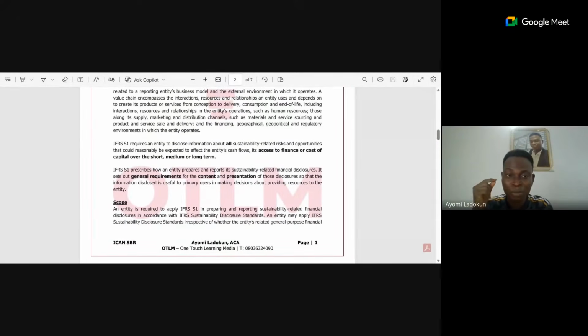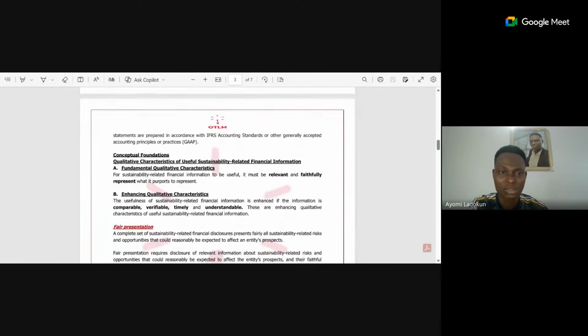IFRS S1 requires an entity to disclose information about sustainability-related risks and opportunities that could reasonably be expected to affect. So if you want to, read the introduction part, just read it, you are good. Just try to put that in your mind, because there's no calculation, you just have to read and read, right? To affect their cash flows, access to finance or cost of capital over the short, medium, and long term. That's it. So that's what it wanted them to disclose.